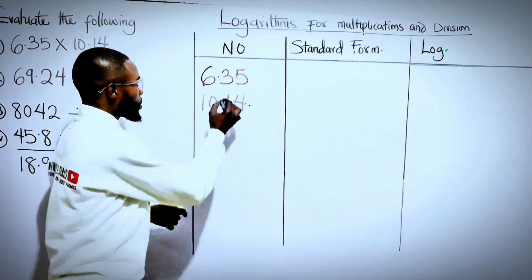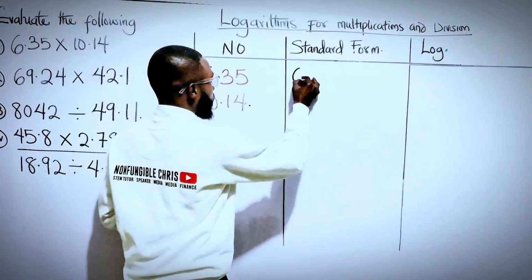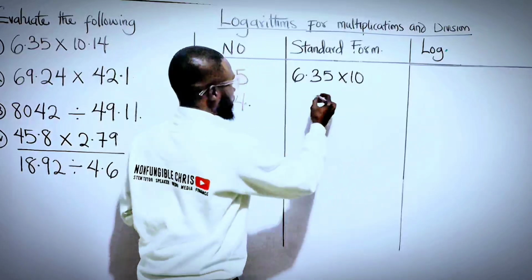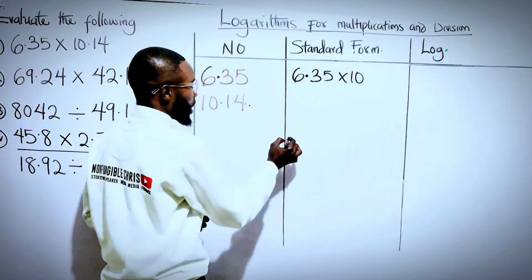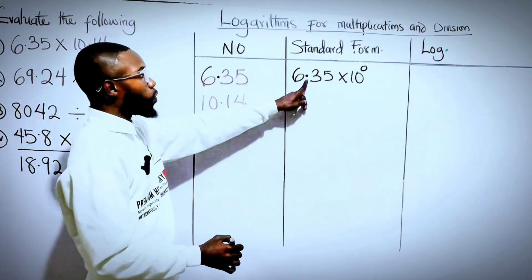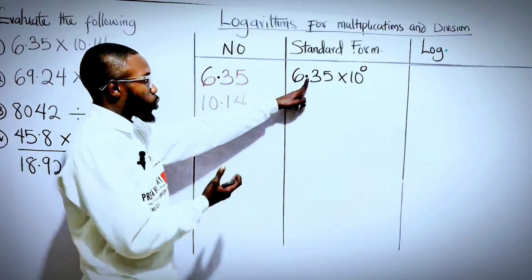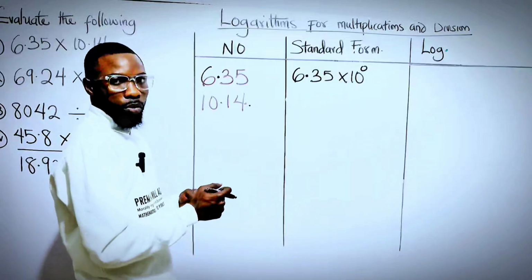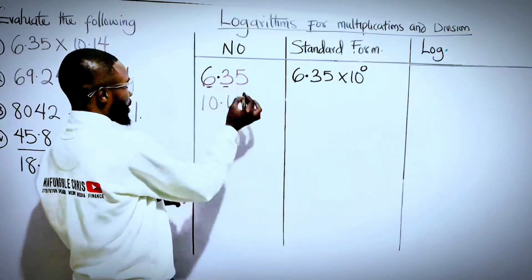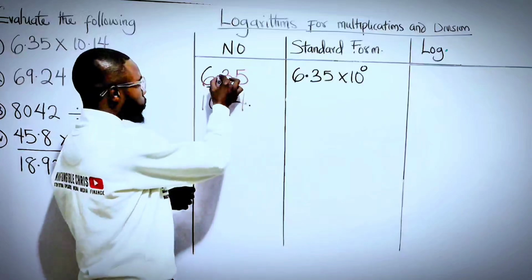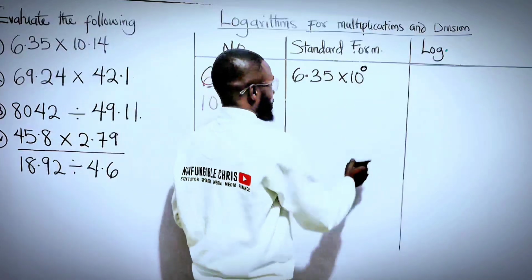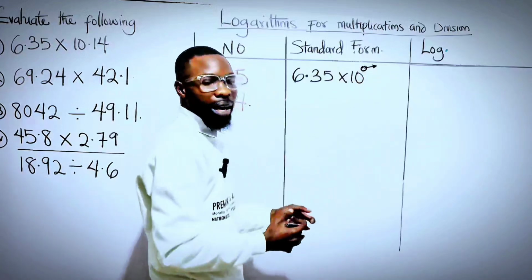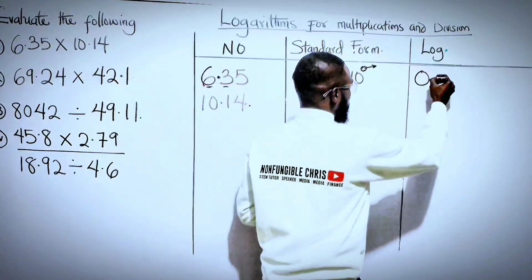So 6.35 in standard form: since the decimal point is already between the first and second real numbers, we are not moving. So it is 6.35 times 10 raised to the power of 0. We didn't move, so this 0 becomes our characteristics. That means you put 0 point here.